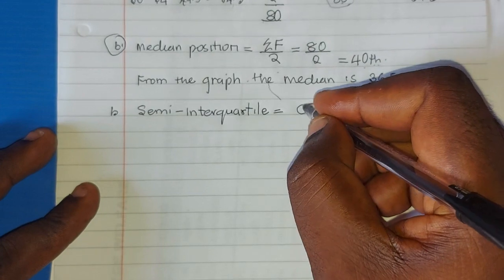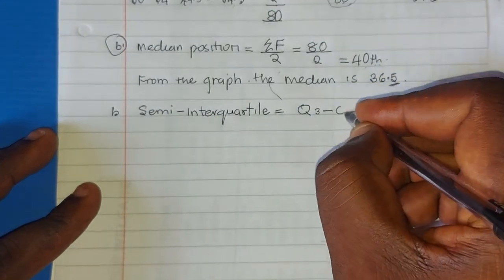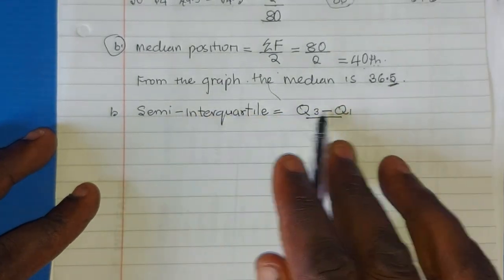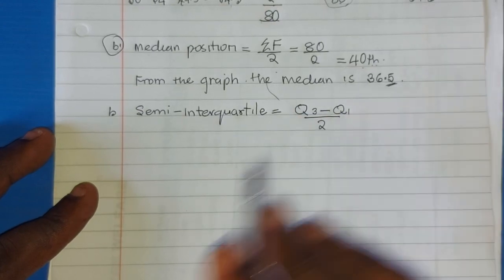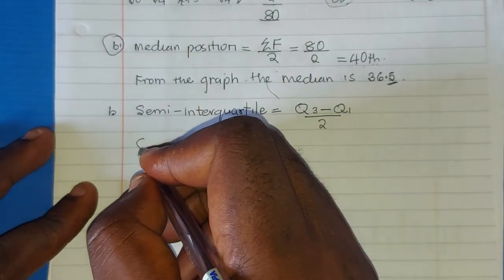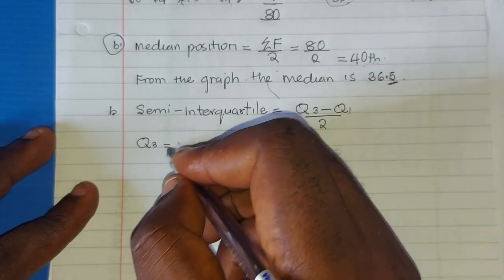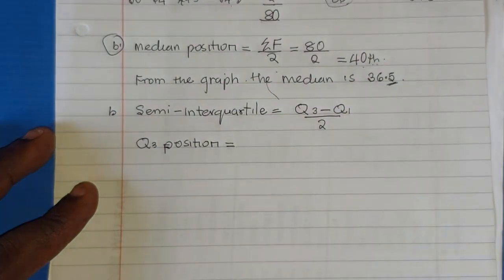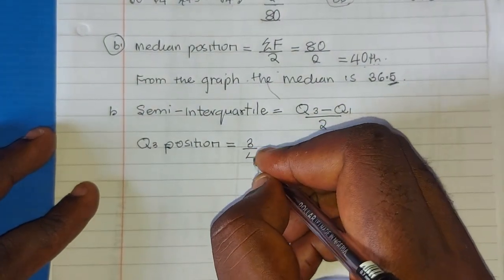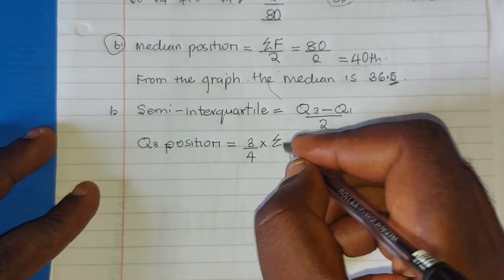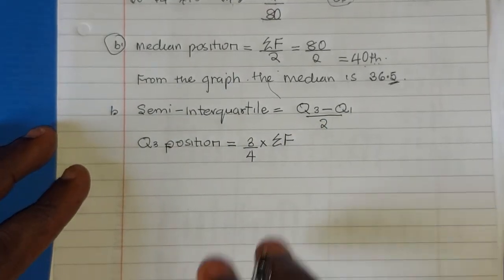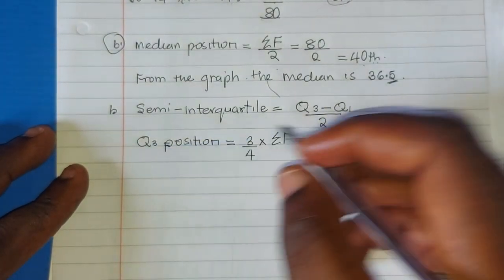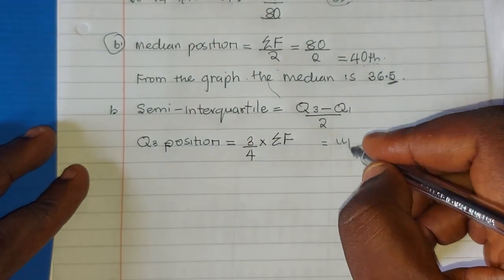It's giving us Q3 minus Q1 all over 2. That is, you find the average of Q3 and Q1, where the Q3 position formula will be 3 all over 4 multiplied by summation of F. Okay, 3 over 4 multiplied by summation of F. Okay, and it is known as the upper quartile.